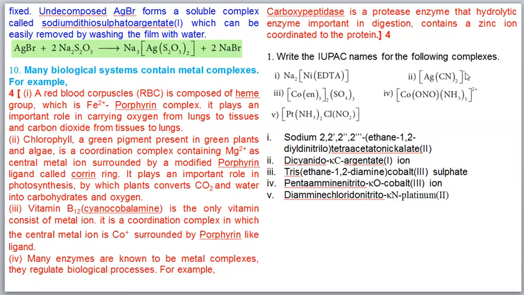Then the second one. Here you see the charge is minus. So the silver we have to write argentate. Okay. Then what is the name? Dicyanido. Cyanide, the linkage is with the carbon. So hyphen κC argentate.